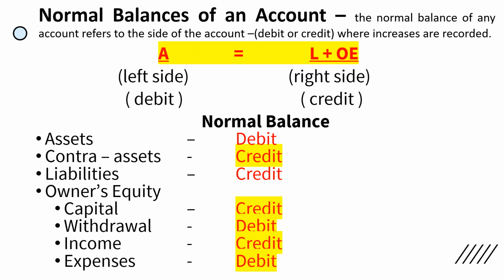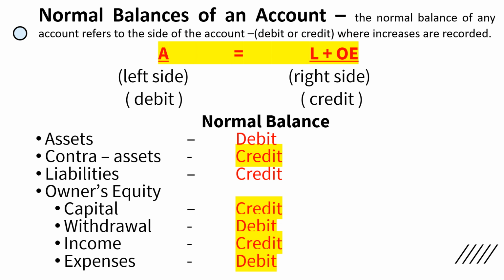Whereas owner's equity, the components of our owner's equity are capital, withdrawal, income, and expenses. So capital and income have the same normal balance because income actually has a final effect of increasing capital. Whereas withdrawal has a different normal balance than your capital because withdrawal is a temporary account of owner's equity whereby it actually has an effect of reducing capital.